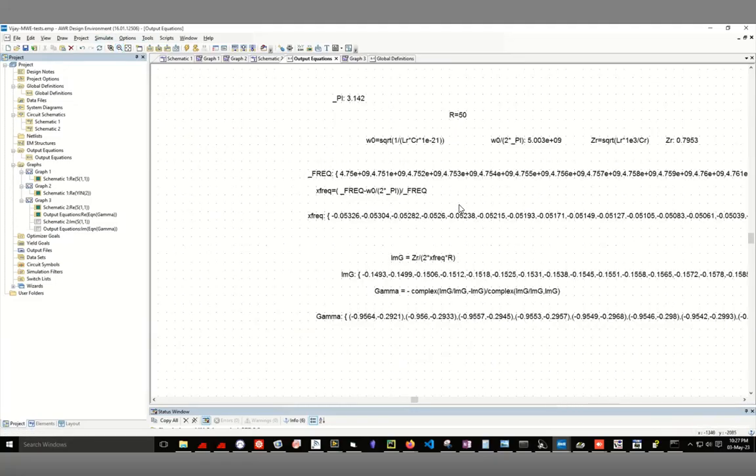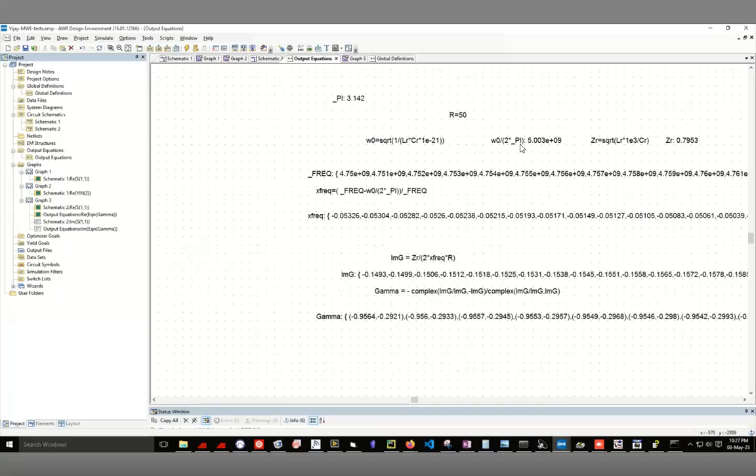So what has happened here is LR and CR are defined globally. So I then calculate omega naught as square root of 1 over LC. There's a factor of 10 to the minus 21 because L is defined as nanohenries and C is defined in picofarad. So that's a 10 to the minus 9 and a 10 to the minus 12. So that's where this comes from.